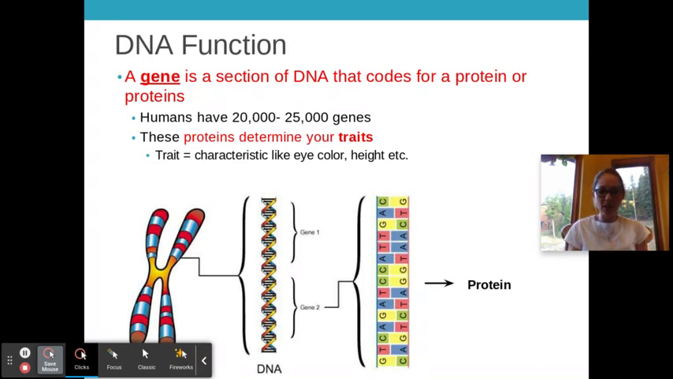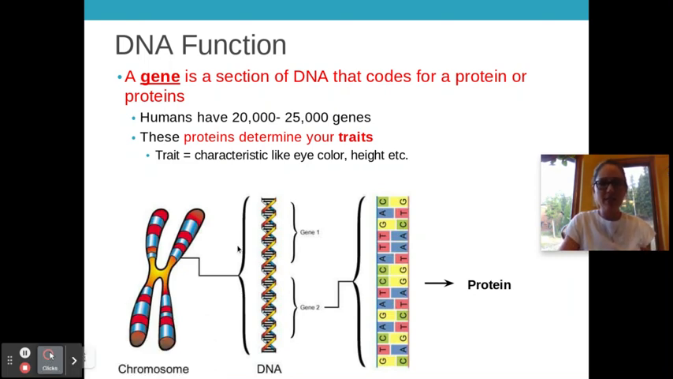And so there's one other keyword that I need you guys to know, and that is a gene. When we look at our DNA here, the order of the A's, T's, G's, and C's are going to have the instructions for a protein. This section of the DNA that makes this specific protein is called a gene. So humans have 20,000 to 25,000 genes that we know of. We're still trying to figure all those out.